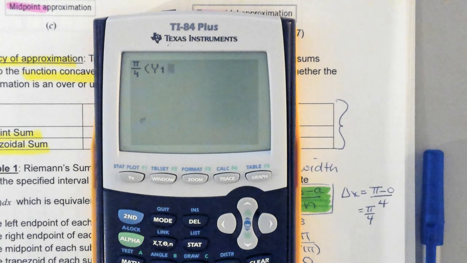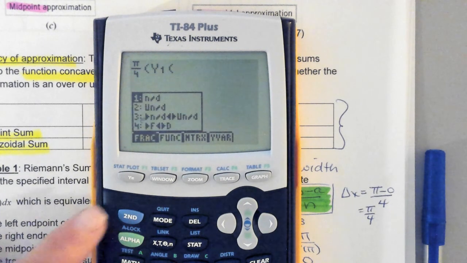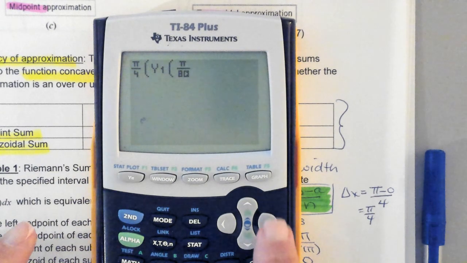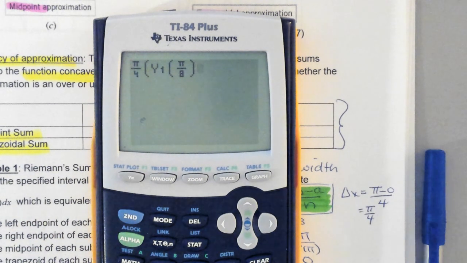Now this is annoying because you've got to type it all in. We don't have a copy paste. We don't have a mouse that hooks into our calculator. Sorry. Okay. So you open your parentheses and you want to tell the calculator where you're going to evaluate. The first one is at pi over 8. So you're going to put in pi over 8 and close your parentheses, plus. Now we need to do 3, 5, and 7 pi over 8.